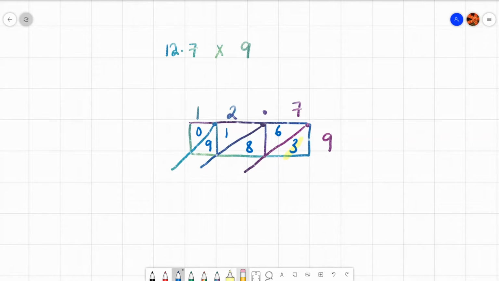This diagonal here is just 3. This diagonal here is 8 add 6, which is 14. Can't write 14 here. We have to write the 4 there and carry the tens over. So this one here becomes 1 add 9 add 1, which is 11. Again, we can't write 11 there. Put the units here, carry the tens over. And then this here is 0 add 1, which is just 1. You just drop the decimal point down, and your answer is 114.3. Nice and simple and straightforward.